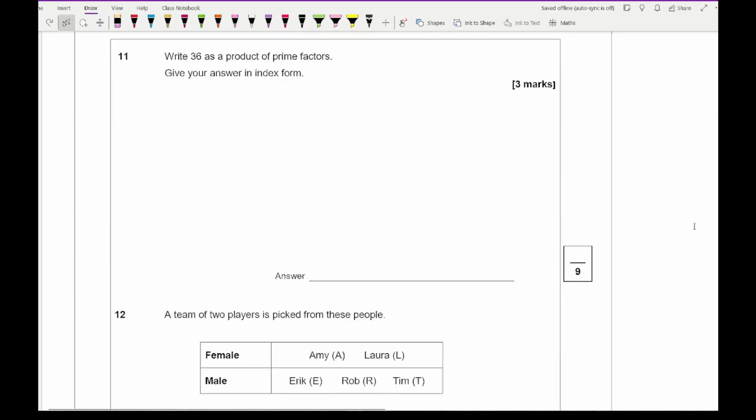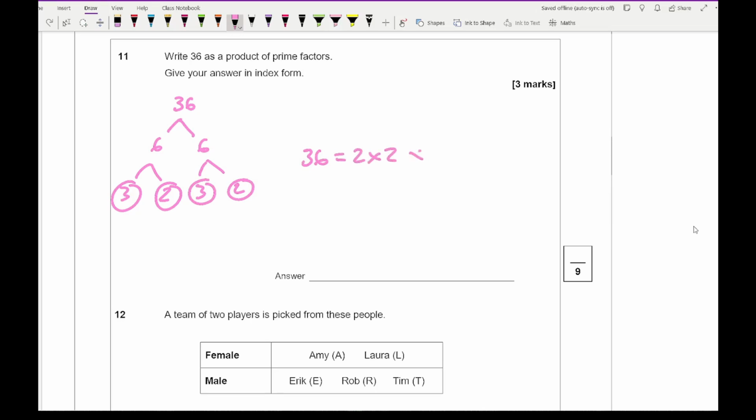Then for question 11, it says write 36 as a product of its primes. Now, if it's a non-calculator paper, I would suggest you do a factor tree. So here I've got 6 times 6, and then I've got 3 times 2, circle those two, 3 times 2, circle those two. So here I've got 36 equals 2 times 2 times 3 times 3. And then writing them as powers, that's going to be 2 squared times 3 squared. Now, if I just left my answer like this, I'm going to lose a mark because the question does say to leave your answer in index form. And index form basically means with powers.